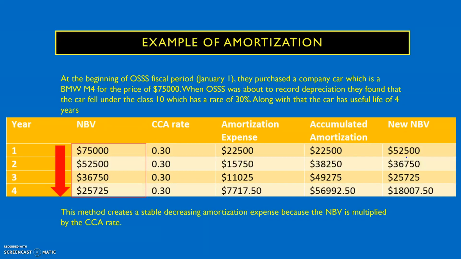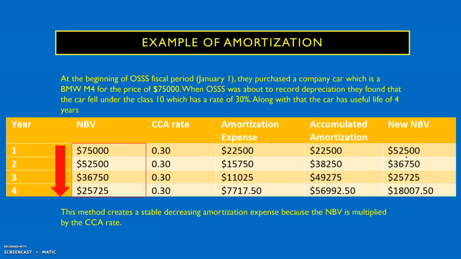So if you look at the chart here, you can see that the first year net book value is $75,000. You then take it and multiply it by the capital cost allowance rate, which is 30% or 0.3, and you get your amortization expense. With that, you could place that into accumulated amortization, which now has a balance of $22,500, and your new net book value at the end of the year would be $52,500. And you would continue this process until you reach the end of its useful life, in which case your final net book value would be $80,007.15.